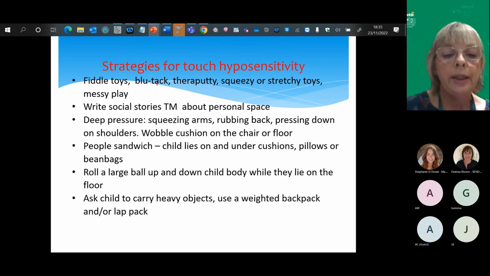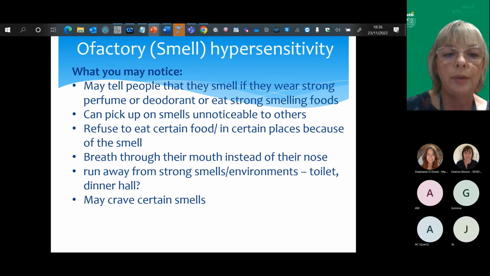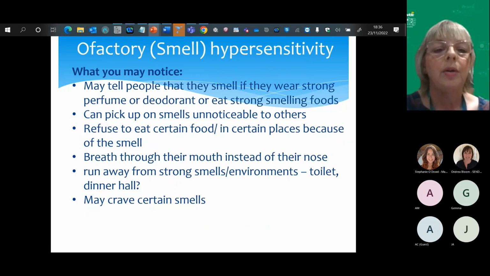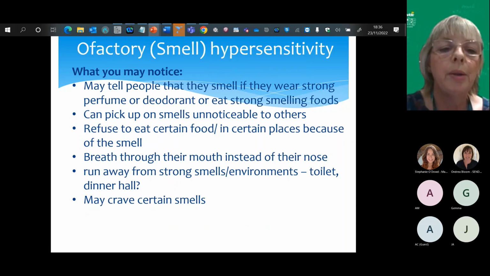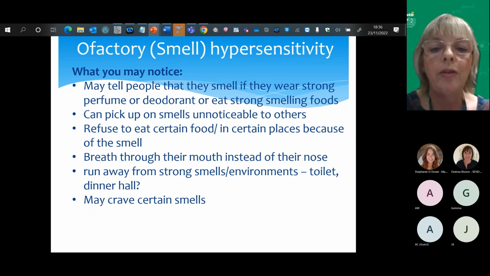There's some strategies you can use at home and at school. I won't go through them all because of time, but they're all there for after. Olfactory, sorry, we're missing an L. It's actually the olfactory smell hypersensitivity.